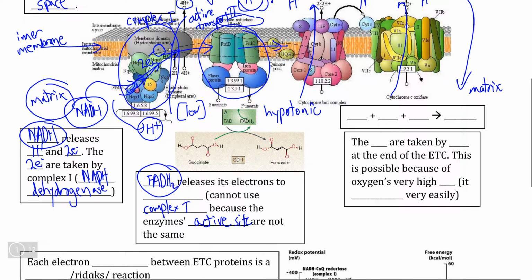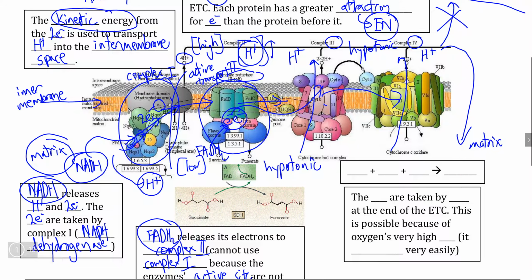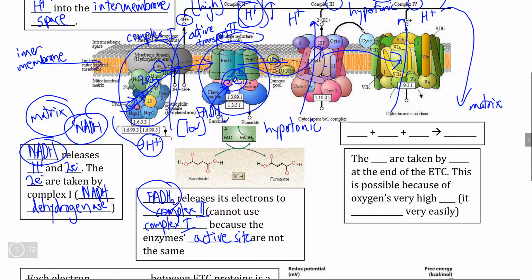use the complex 1 protein NADH dehydrogenase, so instead FADH2 releases its electrons to complex 2, which we find here. And as a consequence, the electrons from FADH2 are only able to stimulate complex 3's transport proteins and complex 4's transport proteins, and consequently NADH will result in more H+ being pumped into the intermembrane space than FADH2 is, simply because of the difference of where they release their H+ and electrons.